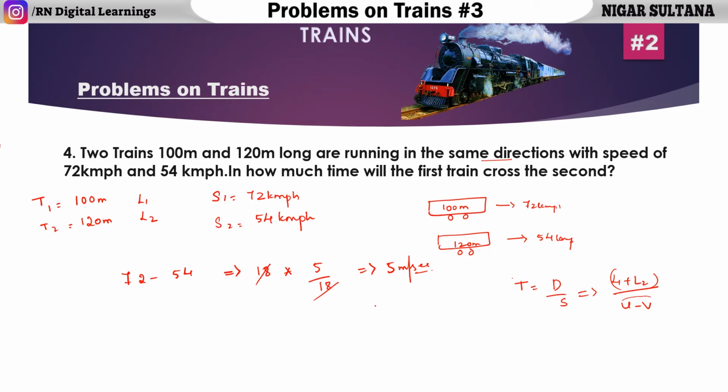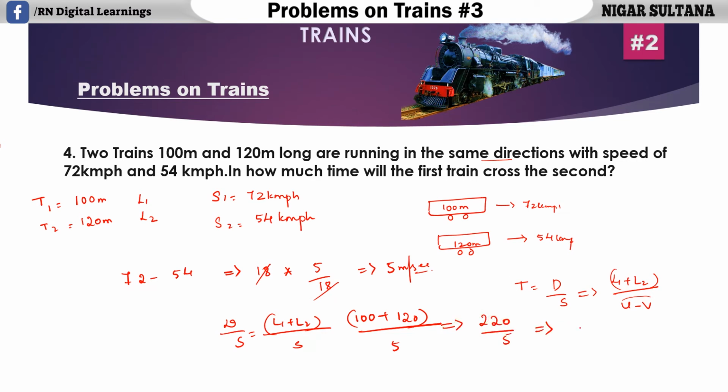Substitute here. So we know the distance divided by speed. So this is L1 plus L2. What is the L1? L1 is 100 plus L2 is 120. Speed is how much? 5. So this is 220 divided by 5. I'll get the answer as 44. What is the time? Time is 44 seconds, this first train will cross the second train.